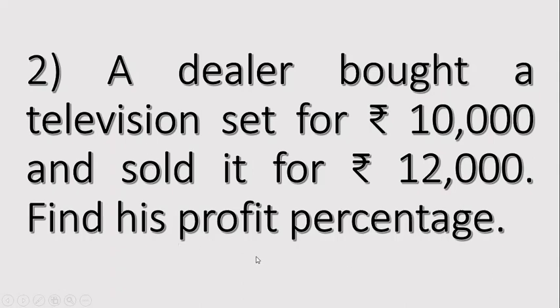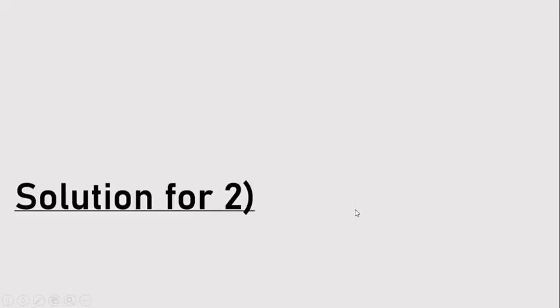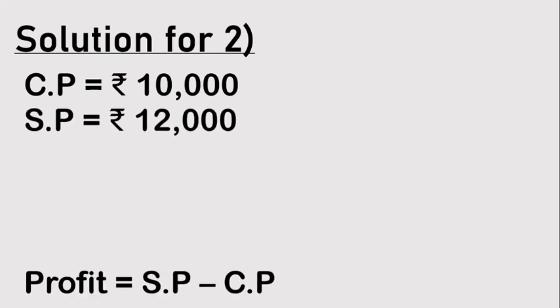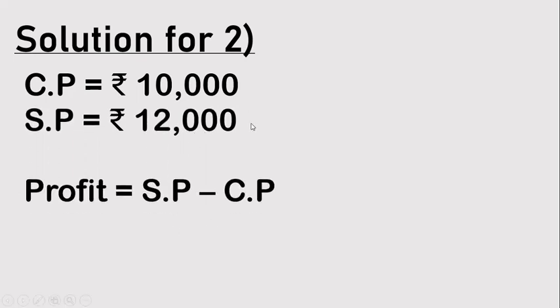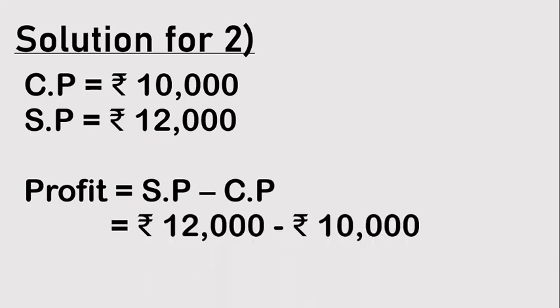Our profit amount is profit equal to SP minus CP, that is selling price minus cost price, because here the selling price is higher than the cost price. So we have to subtract SP minus CP. 12,000 minus 10,000, which is equal to 2,000. Here your profit amount is 2,000.